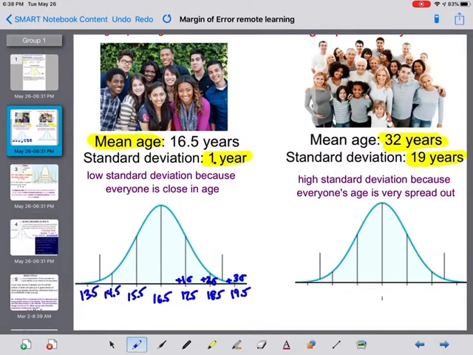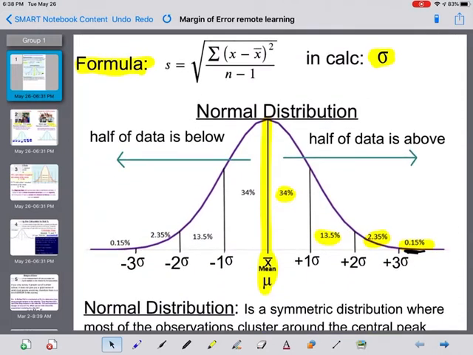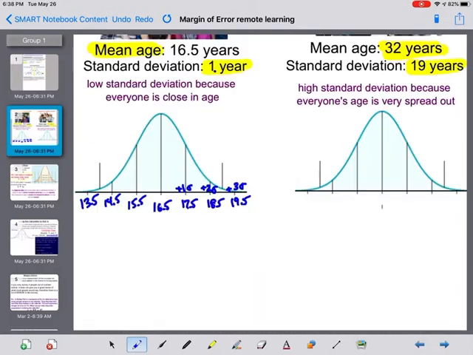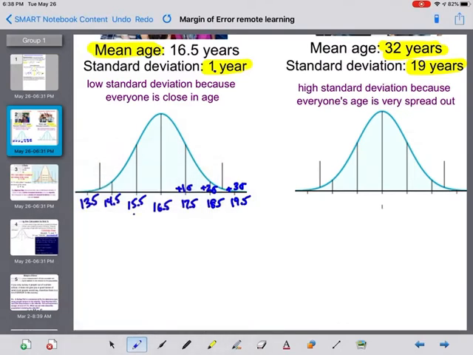If we go back to the last slide, remember we saw these percentages? We had 34% within here, 13.5% there, and then only 2.35% getting out here. So looking over here, that means that 34 and 34, that's 68% of the people are between 15 and a half and 17 and a half years old. That makes sense for a group of high school students.